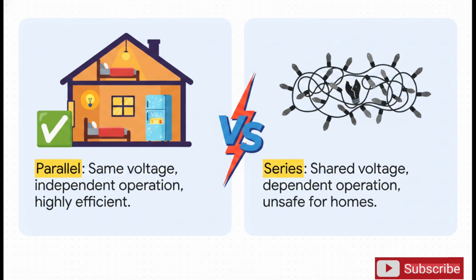If your bedroom light bulb burns out, your refrigerator in the kitchen doesn't just suddenly shut down, right? But in a series circuit, the voltage gets divided up, so things wouldn't even run properly. Worse, dependent operation means if one single device fails, the whole circuit breaks. Kind of like those cheap holiday string lights. It's wildly inefficient and completely unsafe for homes.